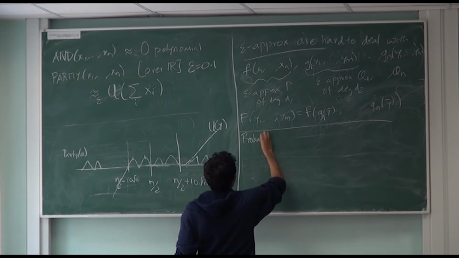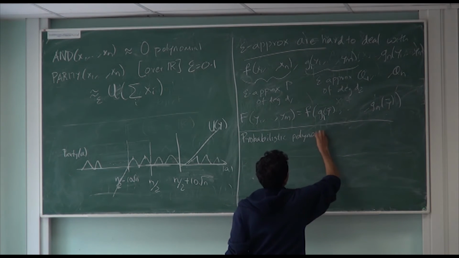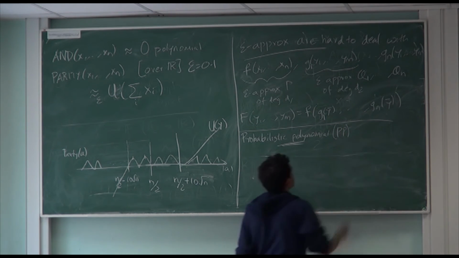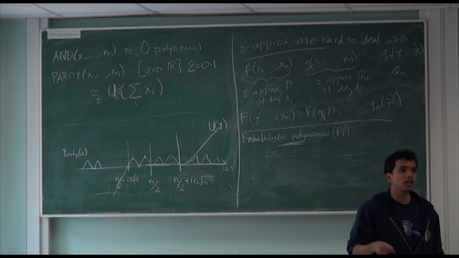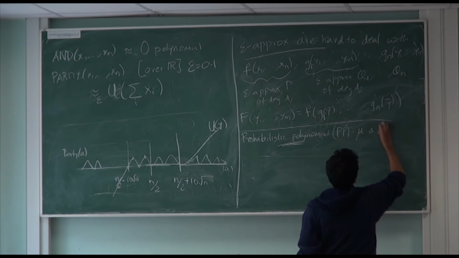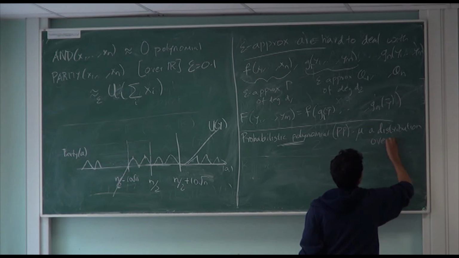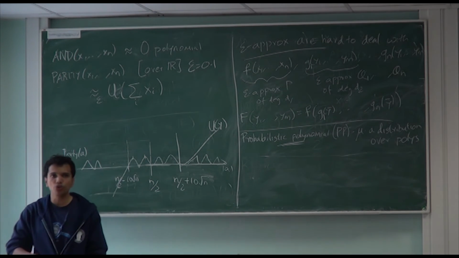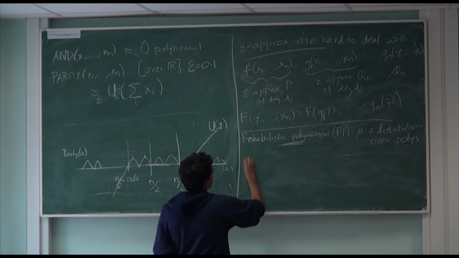This is the standard notation, and let me say PP for short. Now my algorithm is not a single polynomial but a distribution over polynomials. So it's mu, a distribution over polynomials, and I say that it has degree at most d if the distribution is over polynomials of degree at most d. That's it.